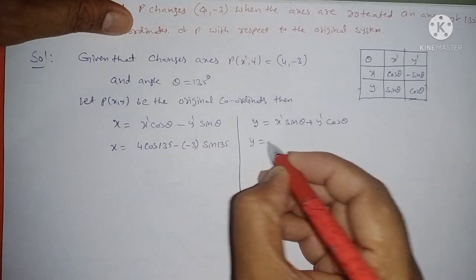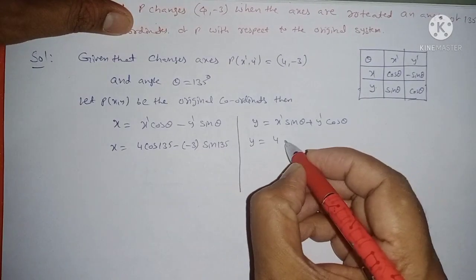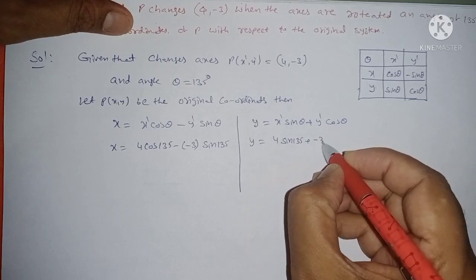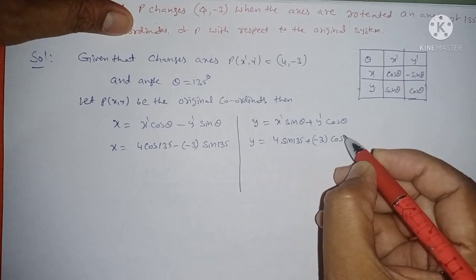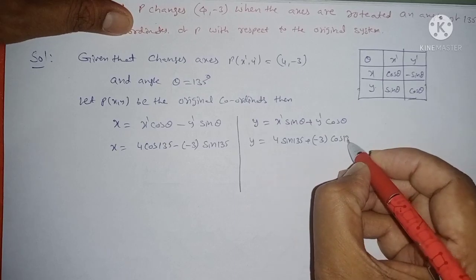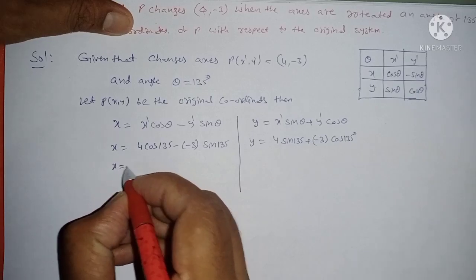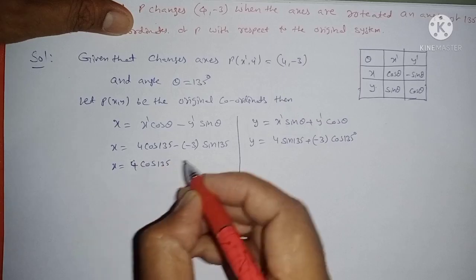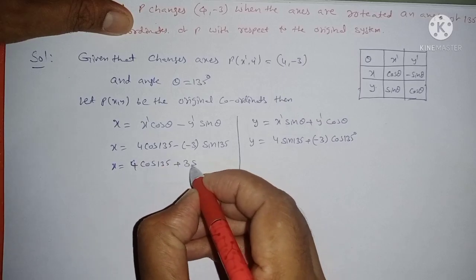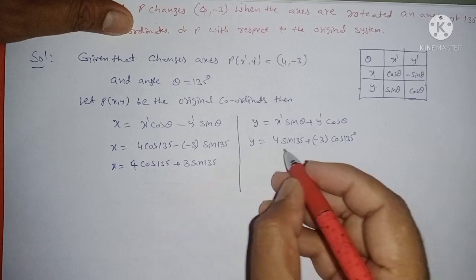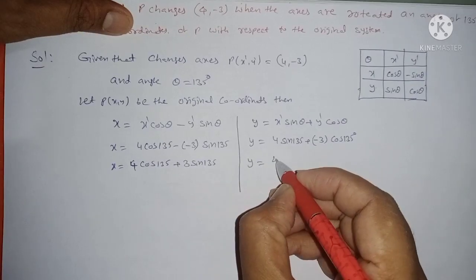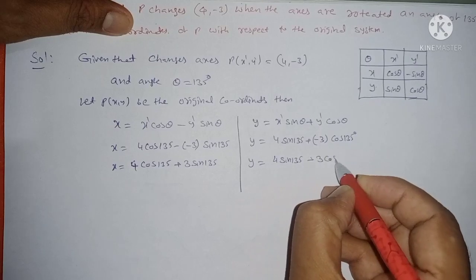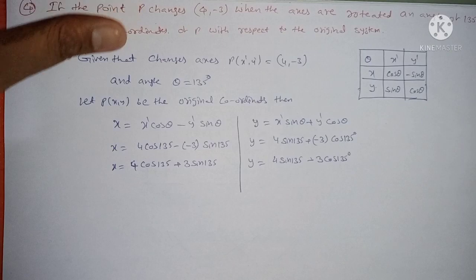Here also y is equal to x dash is 4, sin 135, minus 3 of cos 135. So x is 4 cos 135 degrees, minus of minus, plus 3 sin 135. Y is equal to 4 sin 135 degrees minus 3 cos of 135 degrees.